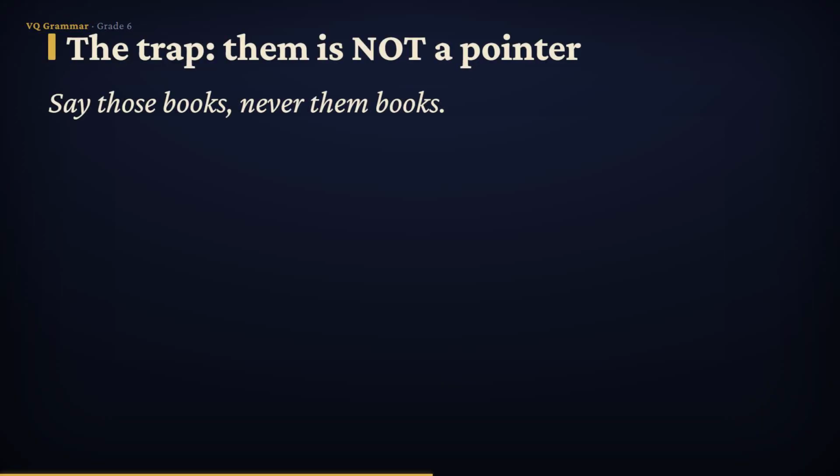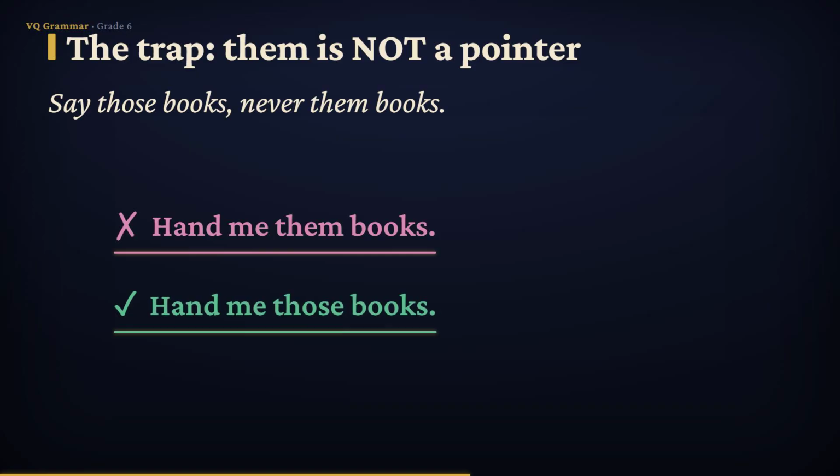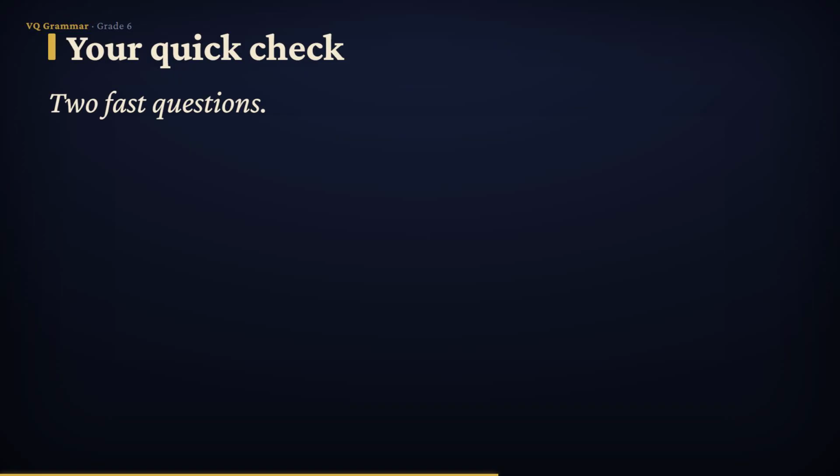Now, one trap to watch for. In everyday talk, people sometimes say them where they should say those. You might hear, hand me them books. But them is a pronoun, not a demonstrative, and it can never sit in front of a noun to point at it. The correct sentence is, hand me those books. So whenever you catch yourself about to say them before a noun, swap it for those. Those books, those apples, those shoes. Never them books.